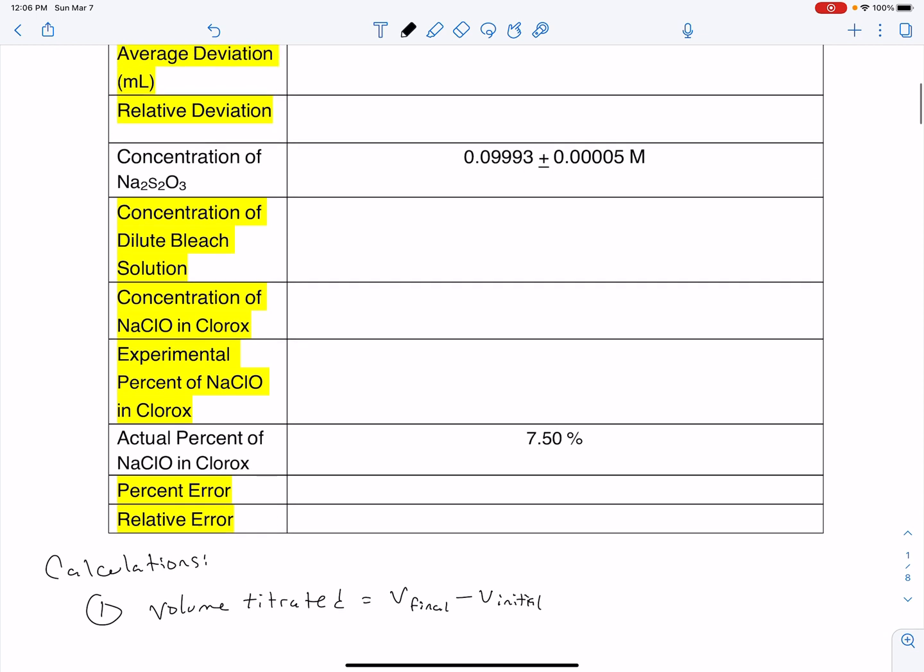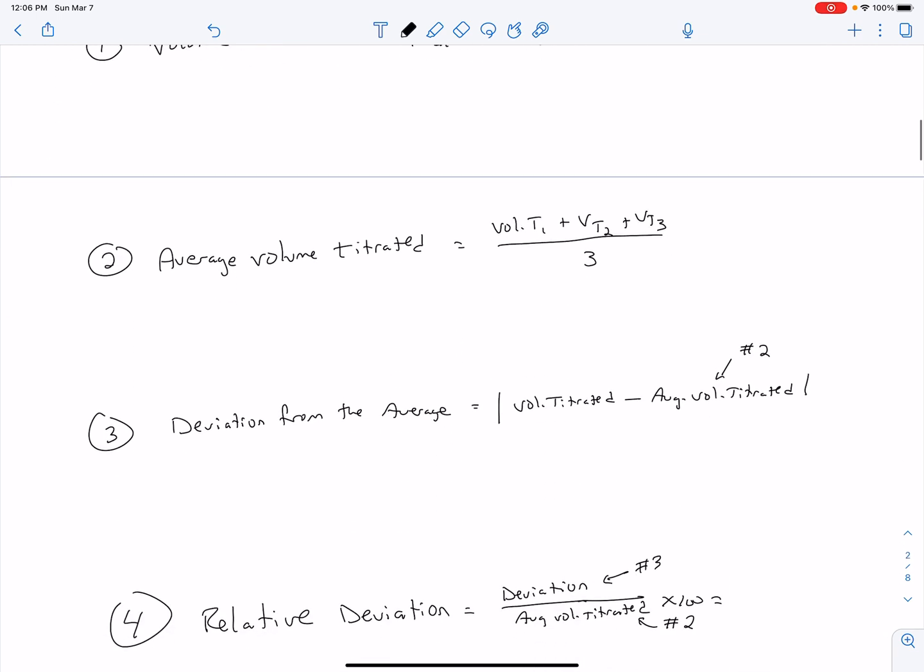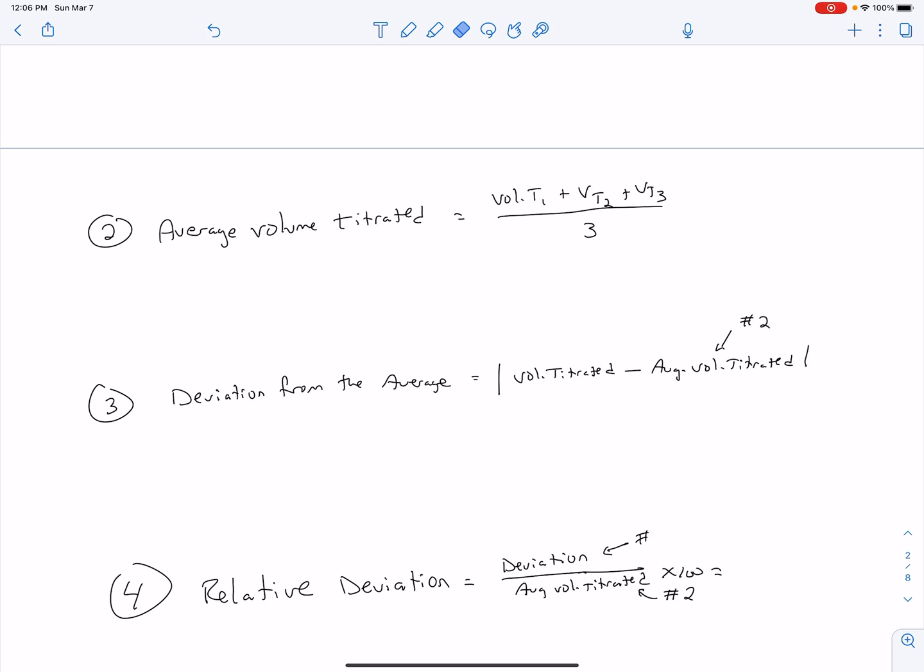Now, if you come up here, you'll see the relative deviation, I should probably make this a little bit more clear because that's really not true. We're going to do the average deviation. There's only one of these. We're not going to do a relative deviation for each trial. We're going to do a deviation for all of our trials. Okay? So our average deviation over the average volume titrated will give me my relative deviation. No plus minus with this. It's just a percentage.